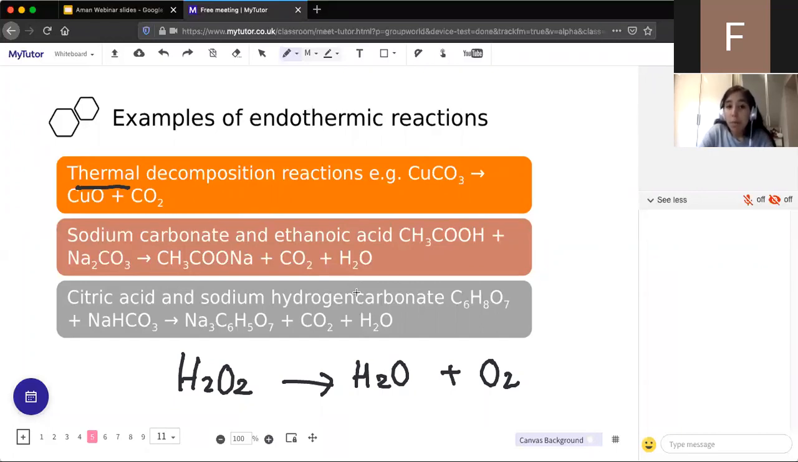So thermal decomposition reactions are the ones that are endothermic, whereas hydrogen peroxide is not a thermal decomposition reaction, so it's not endothermic, it's actually exothermic. So if you're going to remember an endothermic reaction, make sure it's thermal.